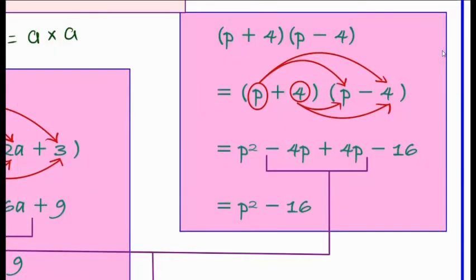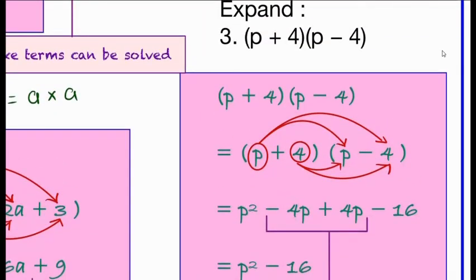Okay, for example 3, we have p plus 4 times p minus 4. Okay, just expand it as what I told you. So p multiplied with p, you get p squared. Then p multiplied with negative 4, you get negative 4p. So positive 4 multiplied with p, you get positive 4p. And positive 4 multiplied with negative 4, you get negative 16.